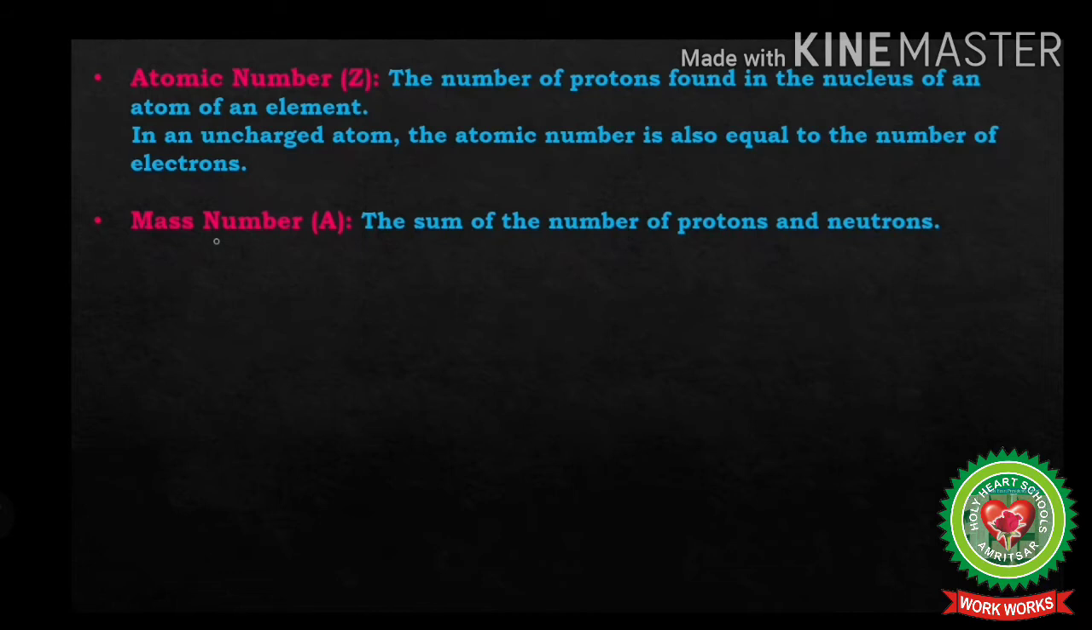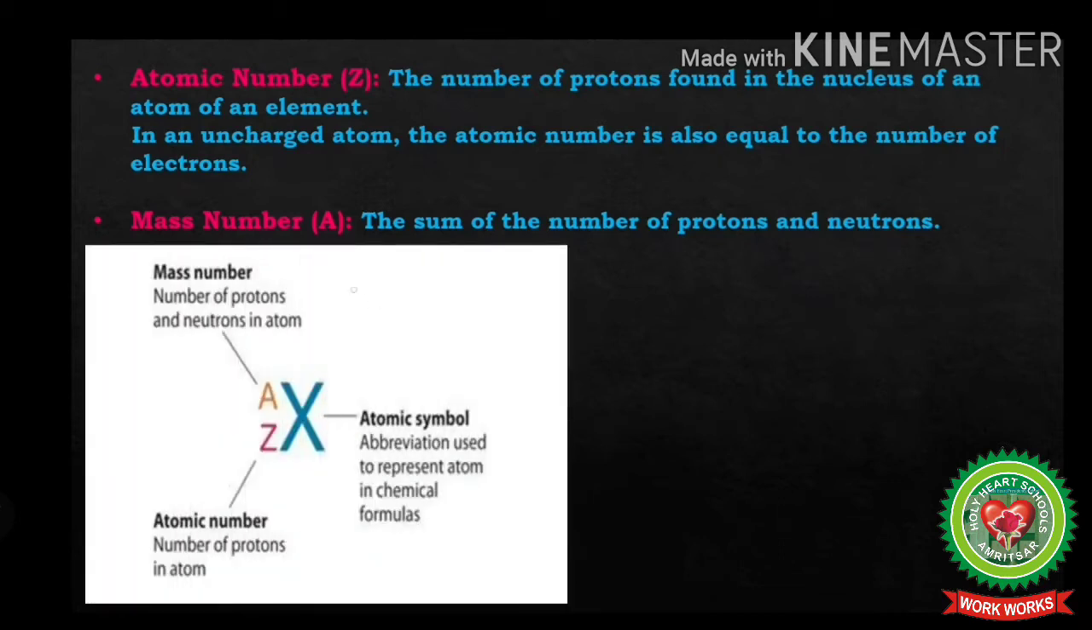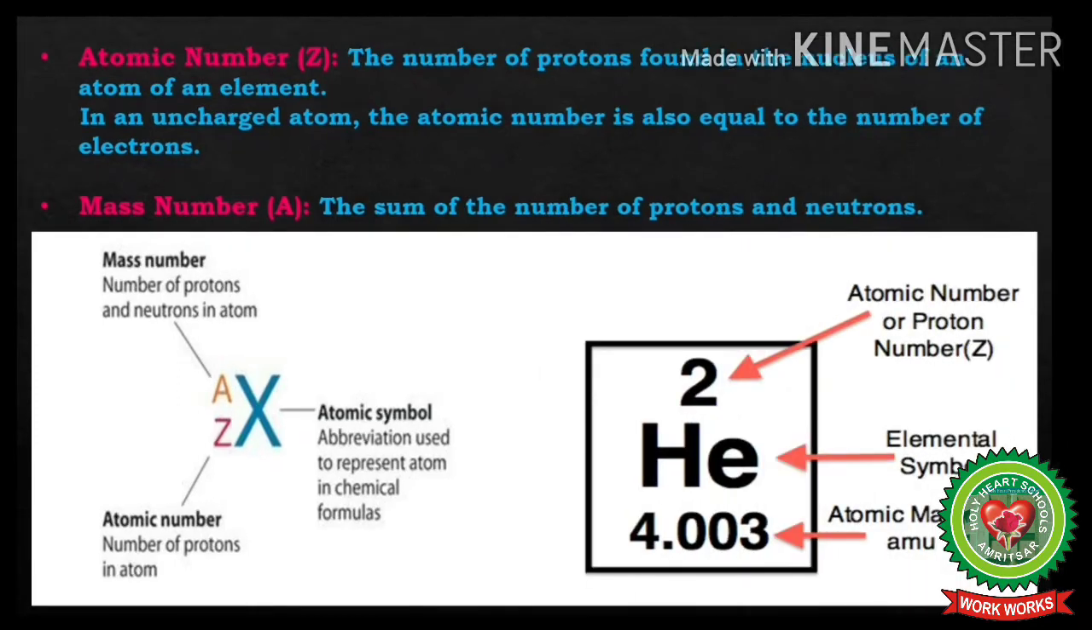Next term is mass number. It is denoted by capital A and it is the sum of the number of protons and neutrons. So now look at this picture carefully. This X is the atomic symbol, that is symbol of an atom of an element, and A here is the mass number and Z is the atomic number. This picture depicts the representation of helium in the periodic table. Here He is the symbol of the element helium, 2 is the atomic number, and 4.003 is the atomic mass, and it is calculated in AMU.